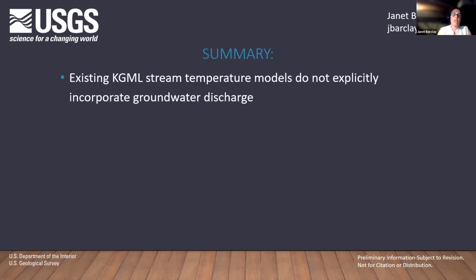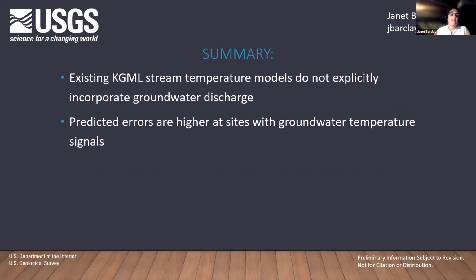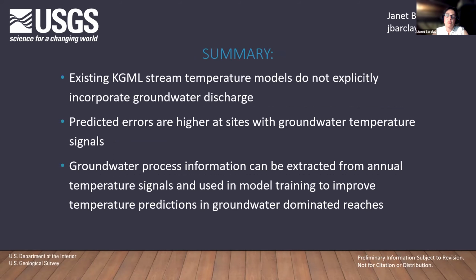And so in summary, we see that existing KGML stream temperature models do not explicitly incorporate groundwater discharge. We see that the predictive errors are higher at sites with groundwater temperature signals. And we also see that groundwater process information can be extracted from these annual temperature signals and that we can use it in model training to improve the temperature predictions in some of these groundwater dominated reaches. And with that, I'd be happy to take any questions if we have time.